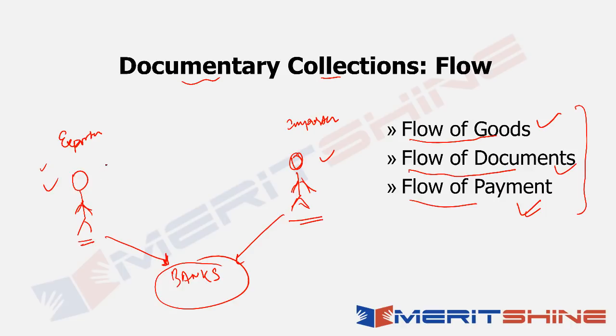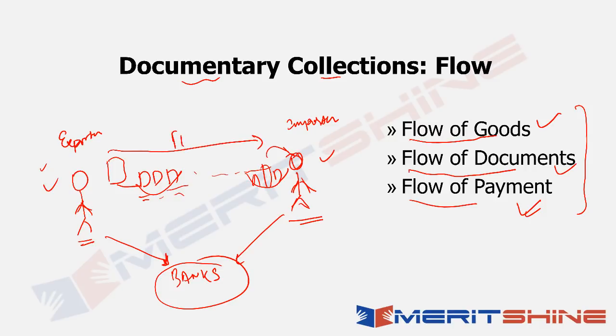This exporter will ship the goods from his factory, and the goods will reach the importer, who will get the goods unloaded. So this is the general flow of goods. This is again not so simple.